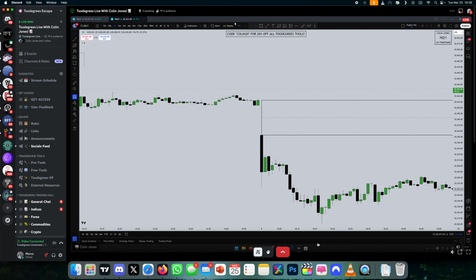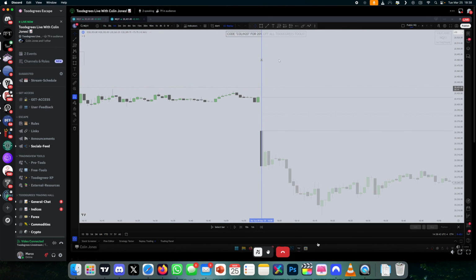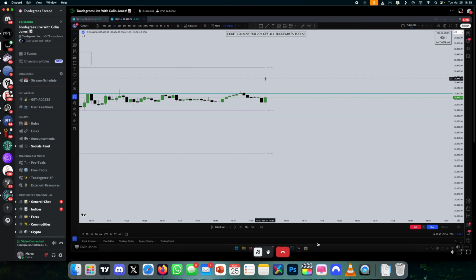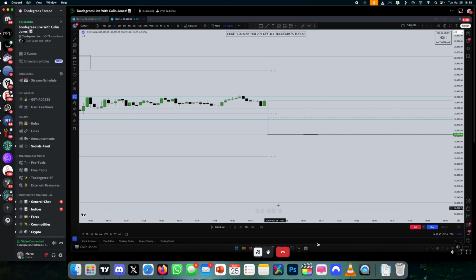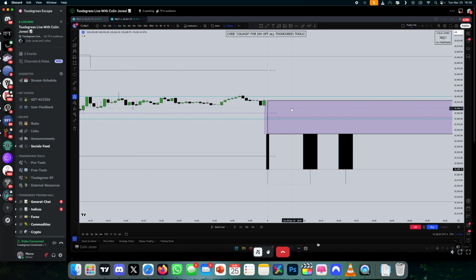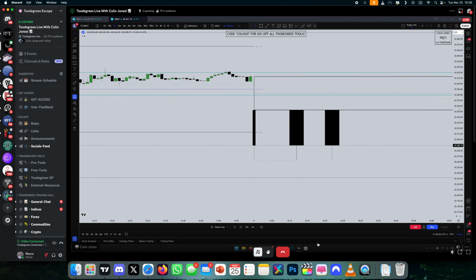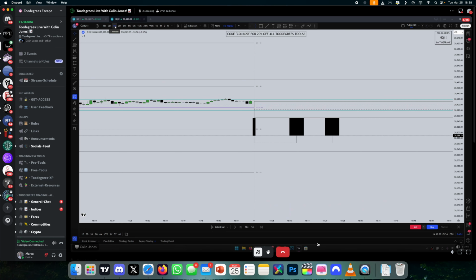So if you look at this, this is exactly the same. We have our Friday 4:59 close and our Sunday 6 p.m. open. The space between the close and the open is your new week opening gap, which as you can see is already drawn out by the indicator. So that's how you use those.